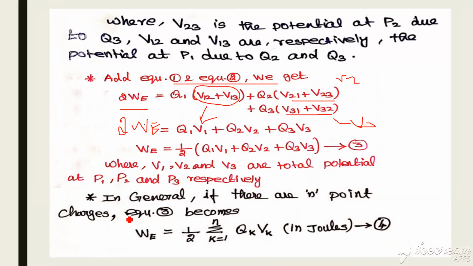In general, suppose we have n point charges placed in empty space one by one, like the above cases. Then the total energy WE can be written as 1 by 2 summation k equals 1 to n of Qk into Vk. The unit of energy is joule. This is marked as equation number 4.